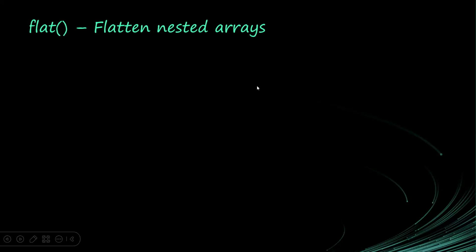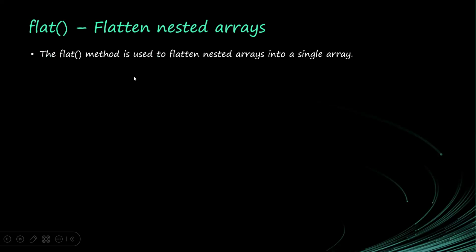So let's take a look at the flat method. The flat method is used to flatten a nested array. I don't know if I have mentioned before that an array can also contain an array. All right, so that's what we mean by a nested array. The flat method is used to flatten nested arrays into a single array.